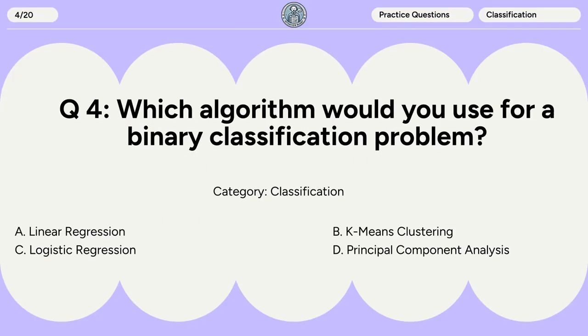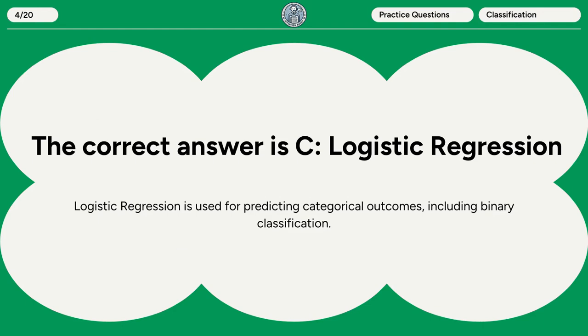Question 4. Which algorithm would you use for a binary classification problem? A. Linear regression. B. K-means clustering. C. Logistic regression. D. Principal component analysis. The correct answer is C. Logistic regression. Logistic regression is used for predicting categorical outcomes, including binary classification.